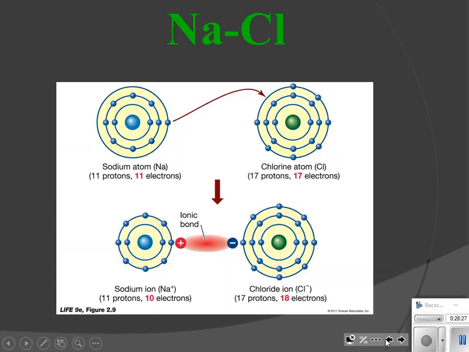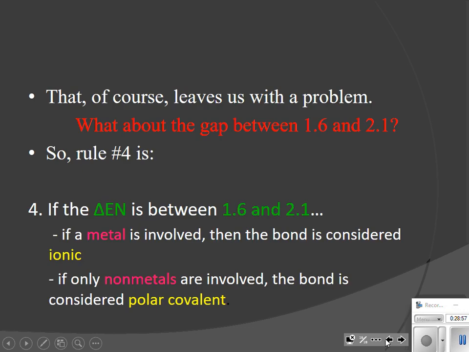Now, that leads us to a point. Look at your numbers. Ionic bonding, I gave you a 2.1, right? Covalent bonding, the highest one was a 1.6. Does that make sense? What about in between? Well, that leaves us a problem that gives us a gap.